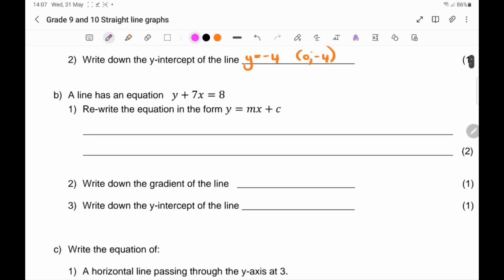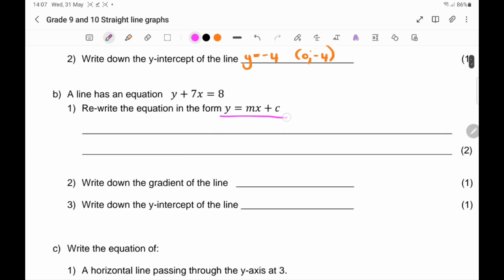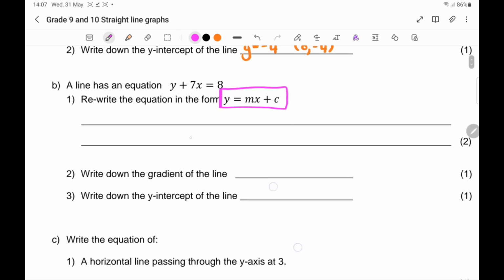The next question says a line has an equation of y plus 7x equals 8. Now, very important, it must always be in this format. We want to reshuffle it so that we only have y equal to on the one side and all the other stuff on the other side. So once you throw that plus 7x over, it becomes y = -7x + 8.